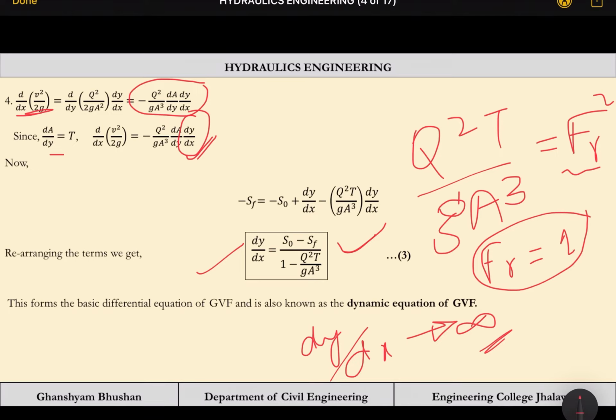I hope this is clear up till now. This equation is very important in deriving the slopes or in checking the slopes of any given condition. If you want to draw the profile of that particular flow, you have to take help of this basic equation. This is one of the very important equations of this chapter.